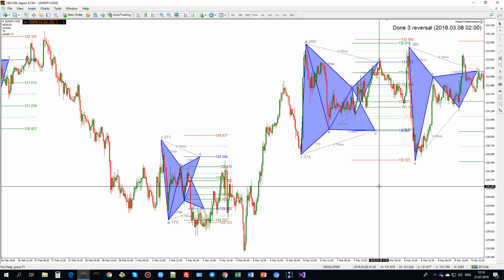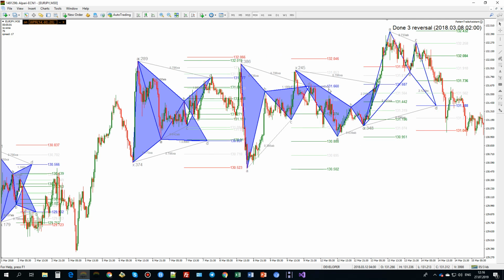Yes, 8 March 2018. So the next one is winner, then we have a loser and the loser. I'm testing 3 targets at the same time, so if it touches the green line, it is a winner. It does not touch the second line and it does not touch the third line, but it reverses and goes to the red line, so it means that first target is a winner, and then we have loser.